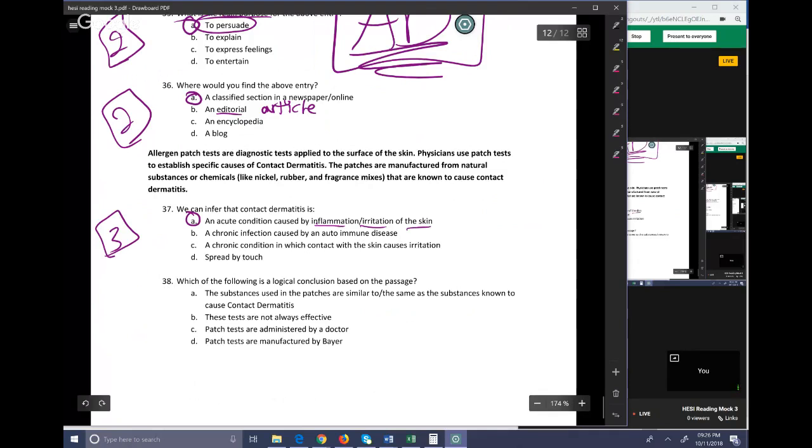Chronic infection caused by autoimmune. We did not see anything about it being autoimmune. Chronic condition in which contact with the skin causes irritation. We have no reason to think it's a chronic condition. And the way that they said contact with the skin is not accurate. They're saying when certain substances contact the skin, it gets irritated. So that's not a good way of describing it in comparison to how well they describe it in A. Spread by touch, we have no idea if you could spread contact dermatitis. It kind of sounds like you can't.